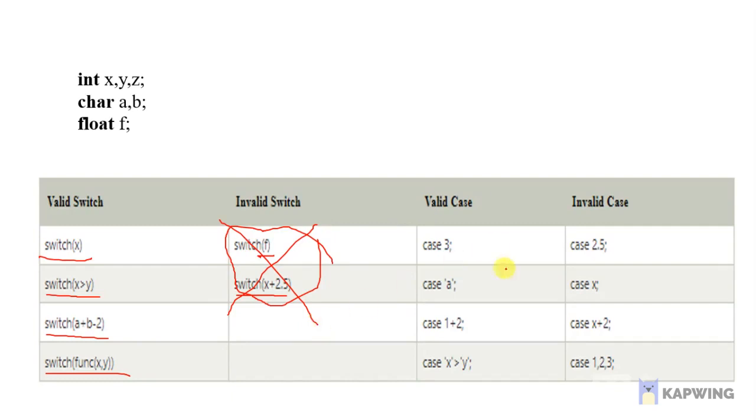Next, valid cases. So we will call the case. Case 3, this is the valid one. Case 2.5, we can't use this, as we have seen.